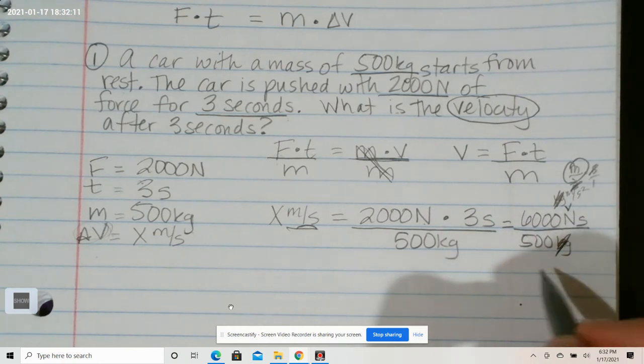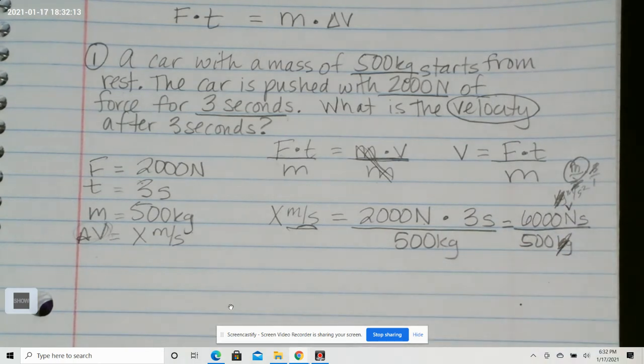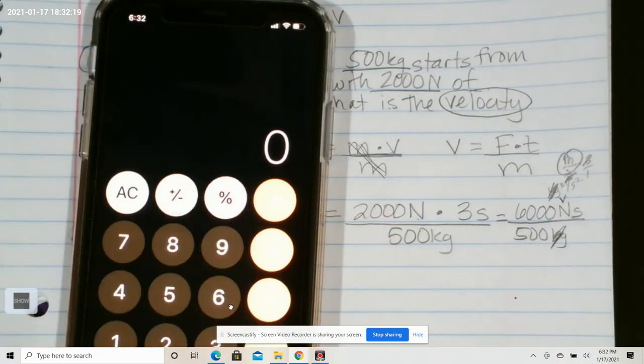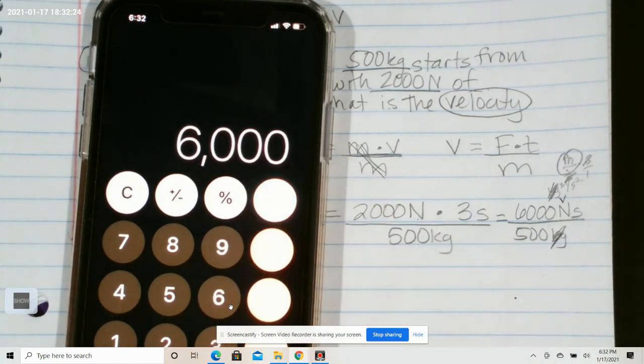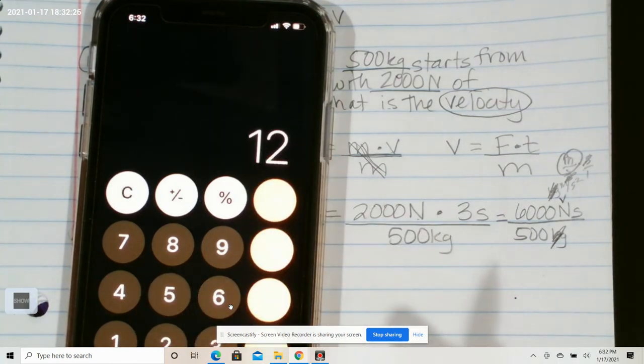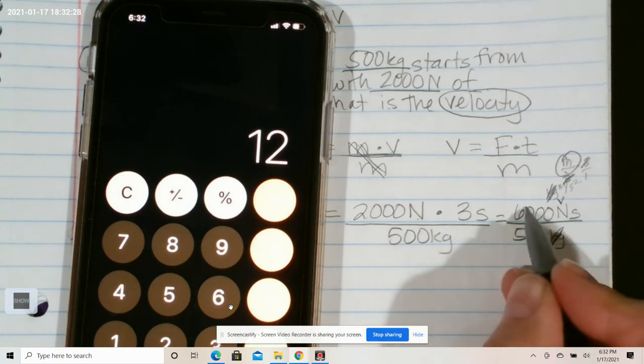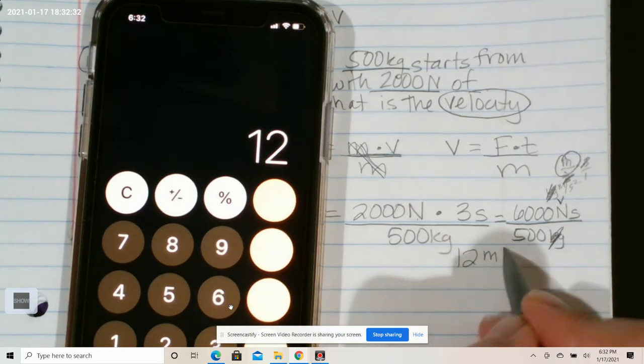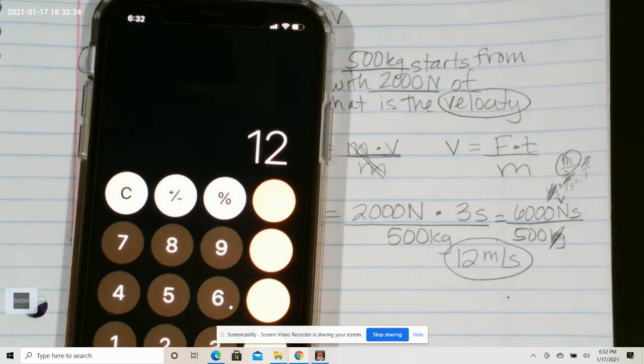Because I have no room, I'm going to do it below. Some of you could probably do this in your head, but I'm going to type it in the calculator just so we can all see it together. 6,000 divided by 500 is going to be 12, because 60 divided by 5 is 12, right? So 12 meters per second is our answer.